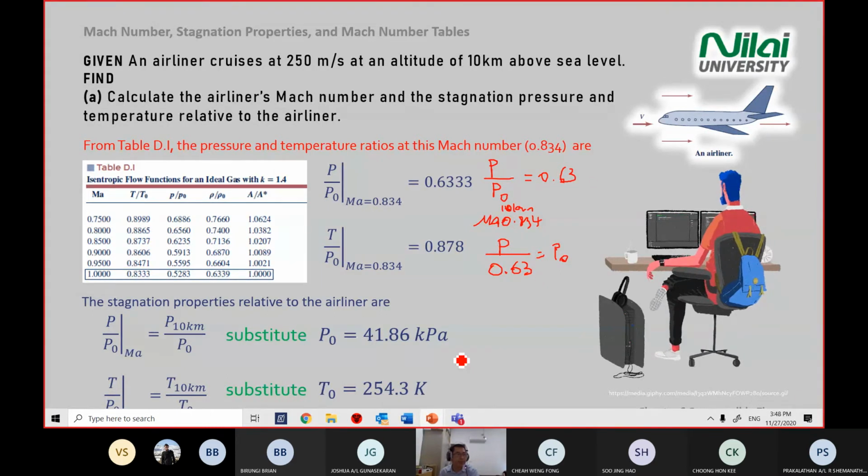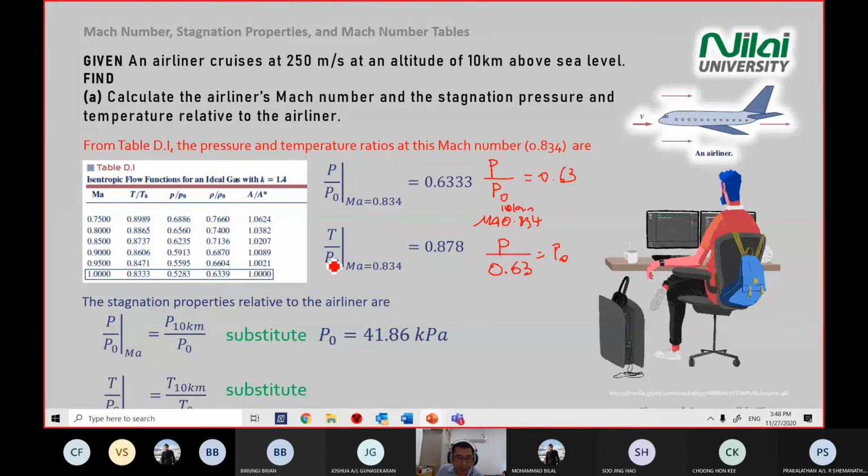Any question you want to ask me about stagnation pressure, how you find it, or stagnation temperature? Sir, for the stagnation temperature, we use the stagnation pressure, correct? Again, your question? For the stagnation temperature. No. For stagnation temperature, you use table D.1, because in table D.1 it gives you the ratio.